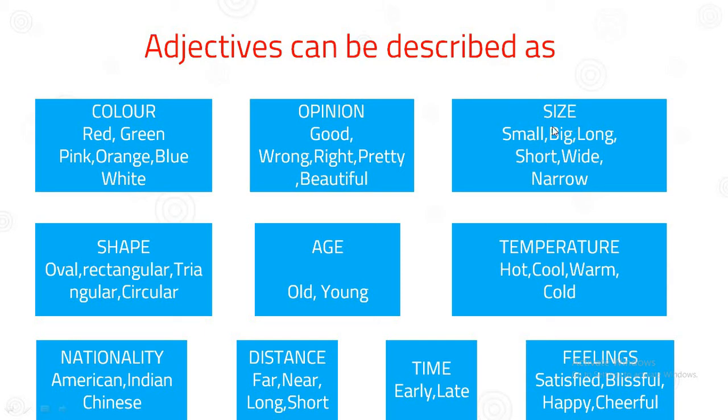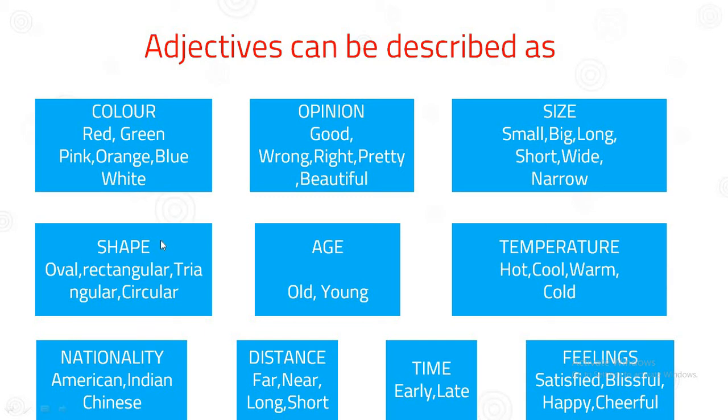The next thing we talk about is in terms of size, as in a small box, a big house, a long rope. A small box: box is your noun and small will be the adjective for it. A big room: room is your noun and big will be the adjective for it. A long rope: rope is your noun and how is the rope? Long. So in terms of size also we describe a noun and make the word an adjective, like small, big, long, short, wide, narrow.